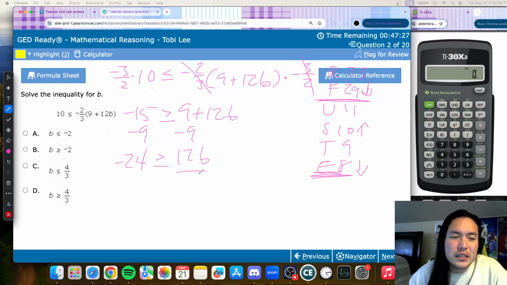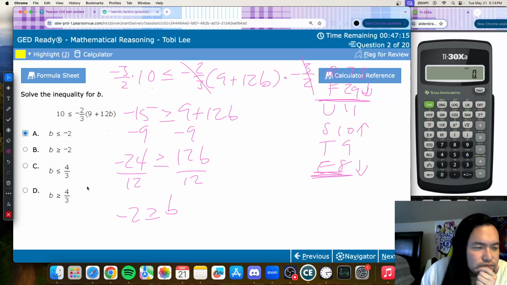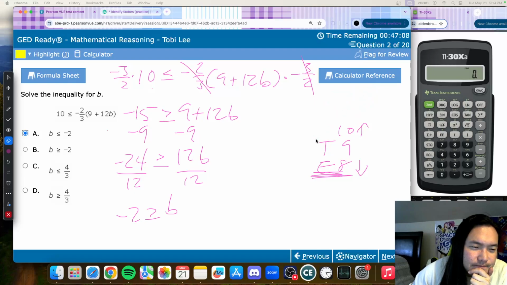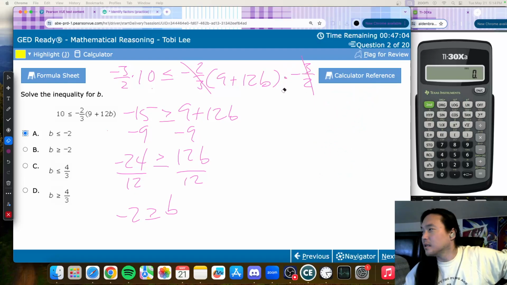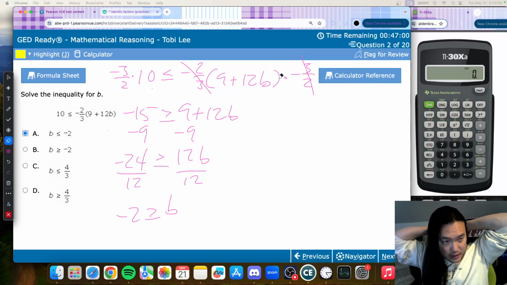We're almost there. To get B by itself, we're going to divide by 12 on both sides. We get negative 2 is greater than or equal to B. Correct answer is A. Hopefully that makes sense. So this is basic pre-algebra. Definitely need to know this.